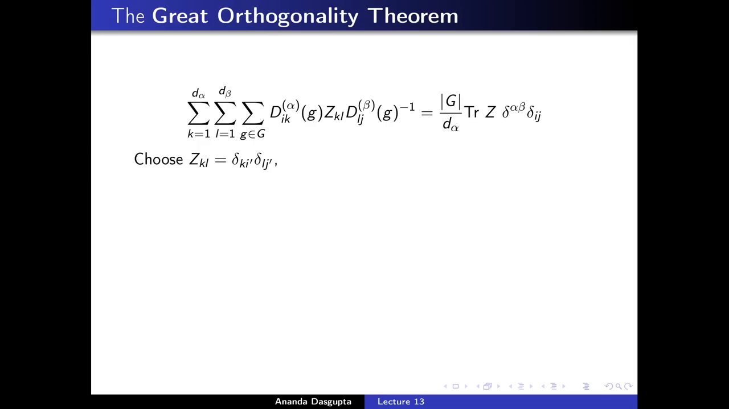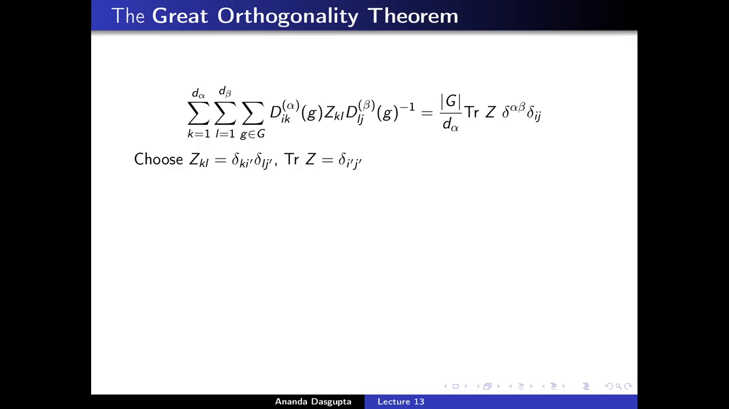Now, for this particular choice of zkl, the trace is very easy to figure out. Remember, this has only a single one in the i primeth row, j primeth column. All other elements are zero. So this single one will be on the diagonal and contribute to the trace only if i prime equals j prime. So the trace will be 0 if i prime is not equal to j prime and 1 if i prime is equal to j prime. That is, trace of Z is simply delta i prime j prime.